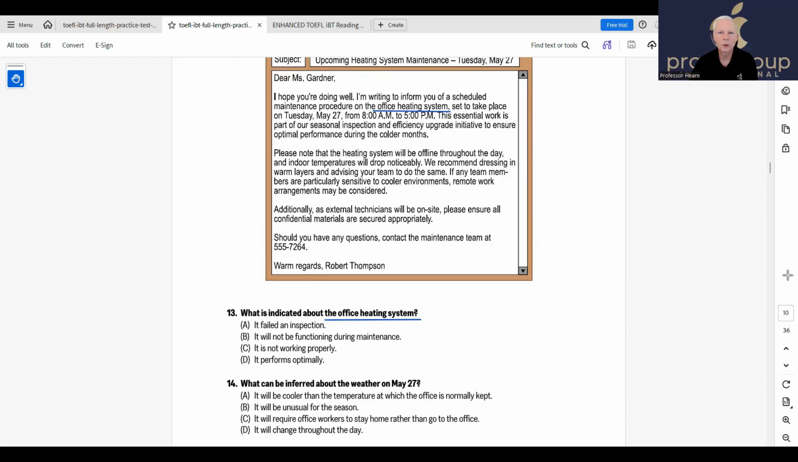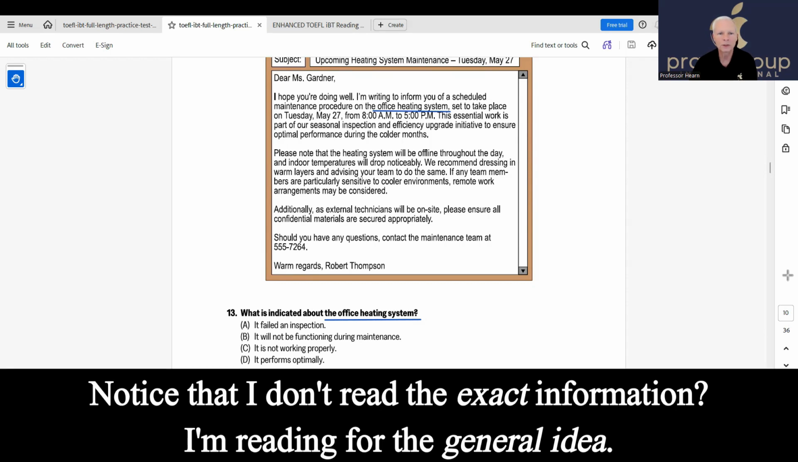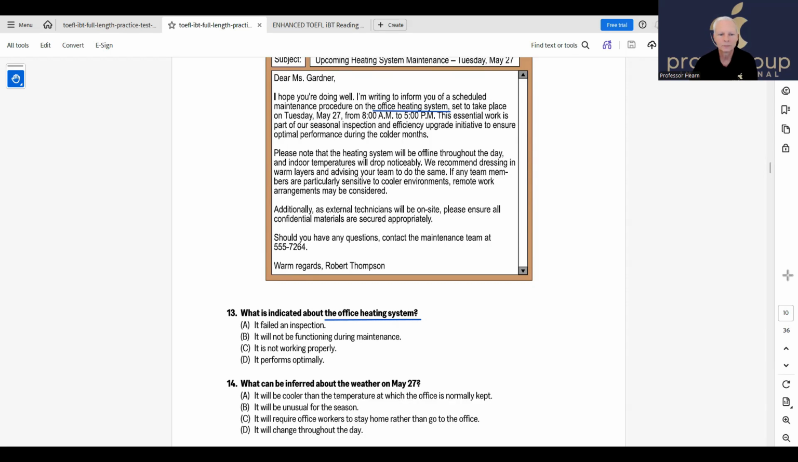What does our sentence say? I'm writing to inform you of a scheduled maintenance procedure on the office heating system set to take place on this day at this time. Now, as I said, there are easy, medium, and hard levels of this question. Some of them you may have to read a little more to be able to answer the question. What is indicated about this office heating system? Right now, we only know that it is scheduled for a maintenance procedure. Looking at our choices, do we have something that is about the maintenance procedure?